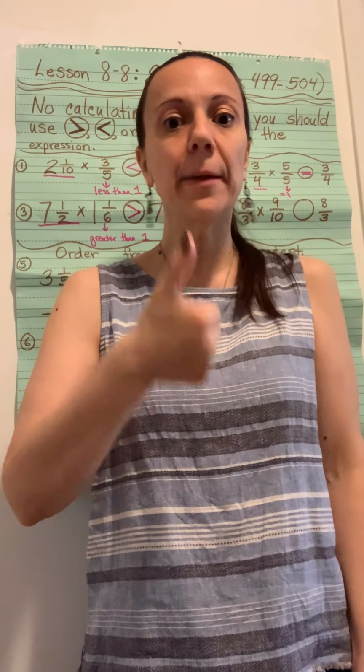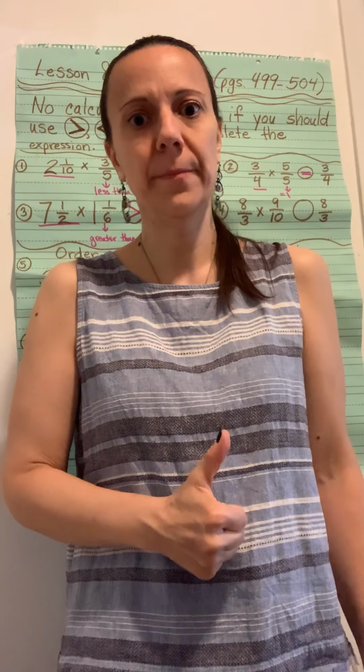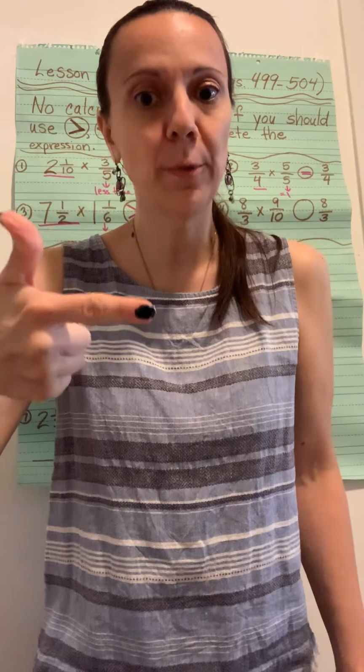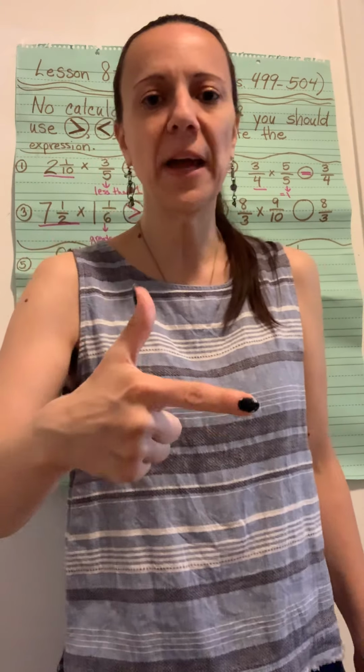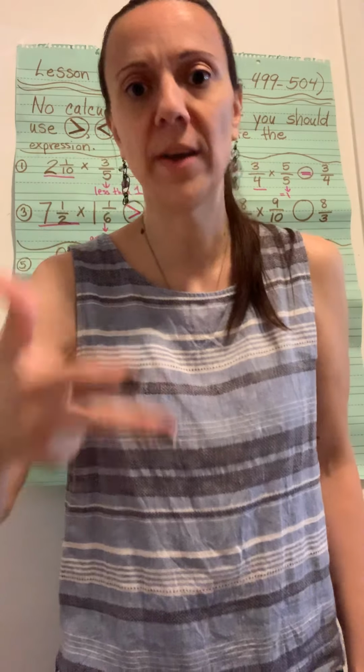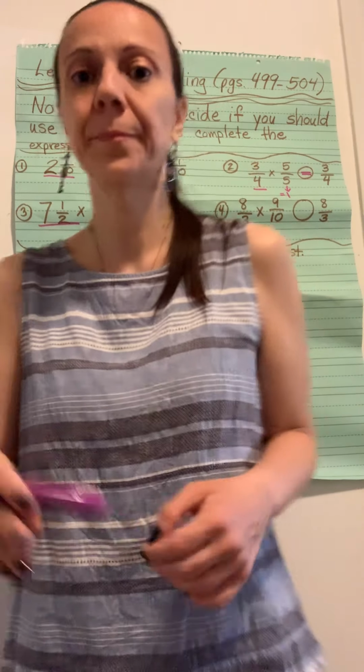If I'm multiplying my number by something greater than 1, my answer is going to be greater. If I'm multiplying my number by something equal to 1, my answer is going to stay the same. And if I'm multiplying my number by something less than 1, my answer is going to get less. That's all I'm looking for here.